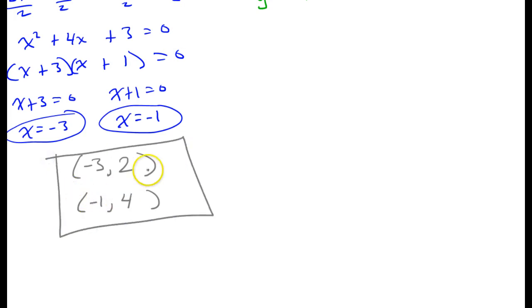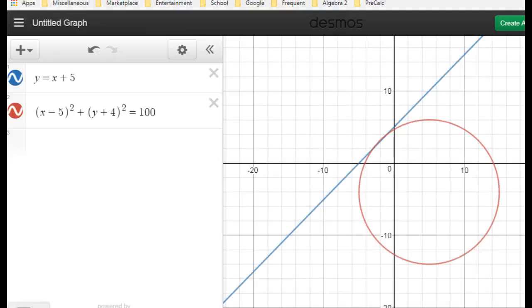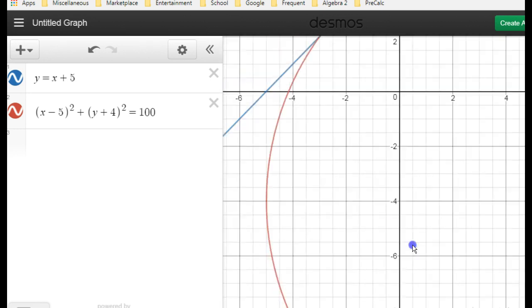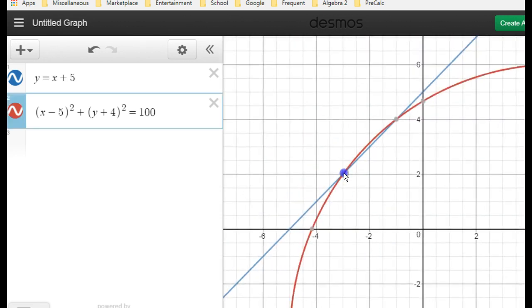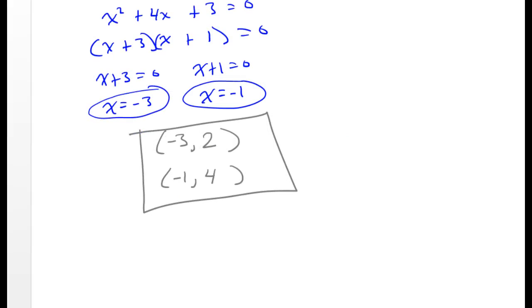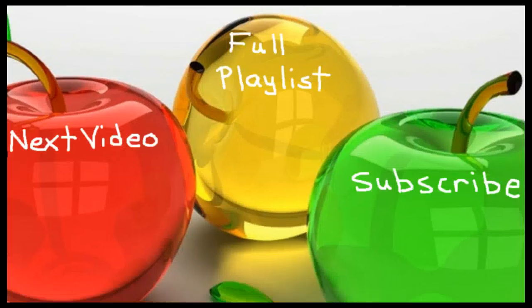So let's check Desmos and see how the intersection turns out to be these 2 points. Alright, so here we have our line and our circle, blue and red. But let's take a little bit of a closer look so we can really see those points of intersection. So they seem to intersect right about here and here. Negative 3 comma 2 and negative 1 comma 4. So let's see how that matches up with what we got. Negative 3 comma 2 and negative 1 comma 4. So there you go.